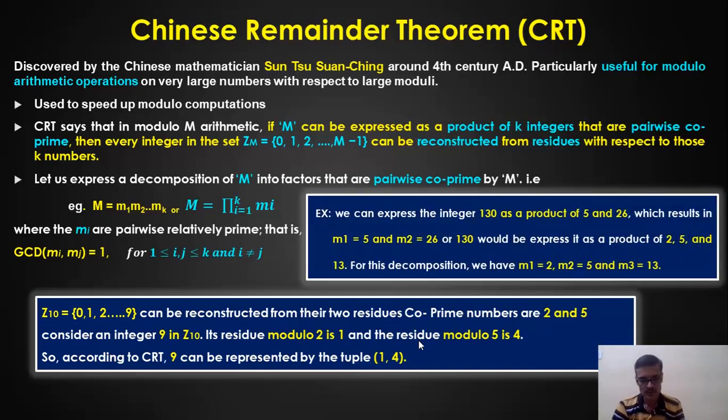Now, this is another application, or say example. We can express, say, 130 as the product of 5 and 26. Both are relatively prime to each other, right? Isn't it?